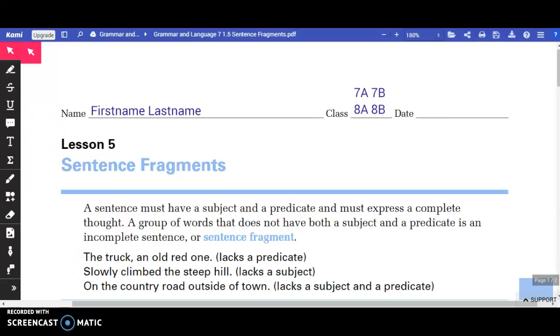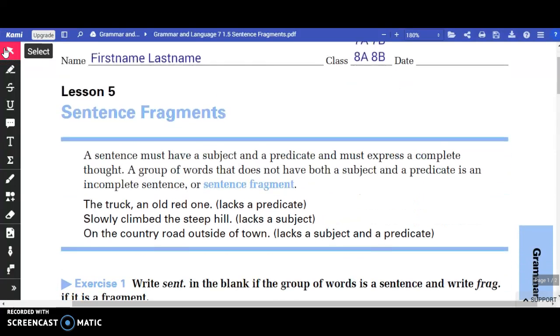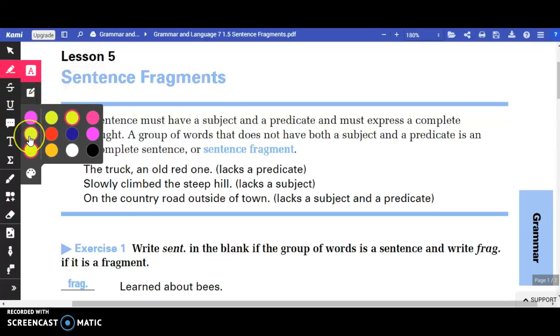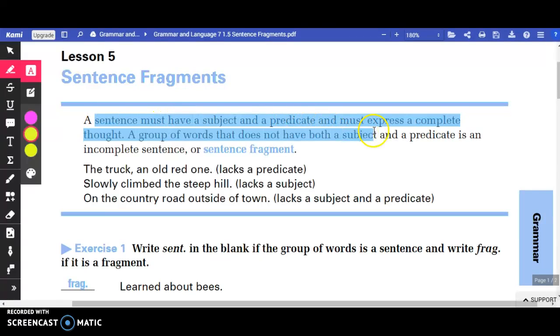This is Lesson 5. It's called Sentence Fragments. Let's look at the directions. A sentence must have a subject and a predicate and must express a complete thought. A group of words that does not have both a subject and a predicate is an incomplete sentence or sentence fragment. So, before we move on, remember, a sentence must have a subject and a predicate and express a complete thought.